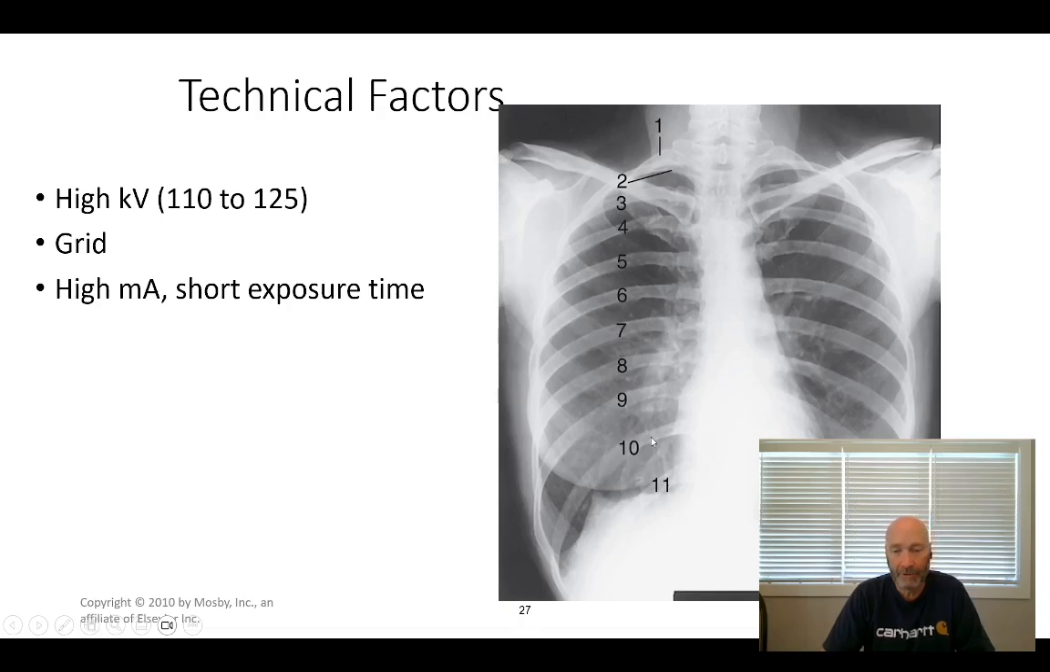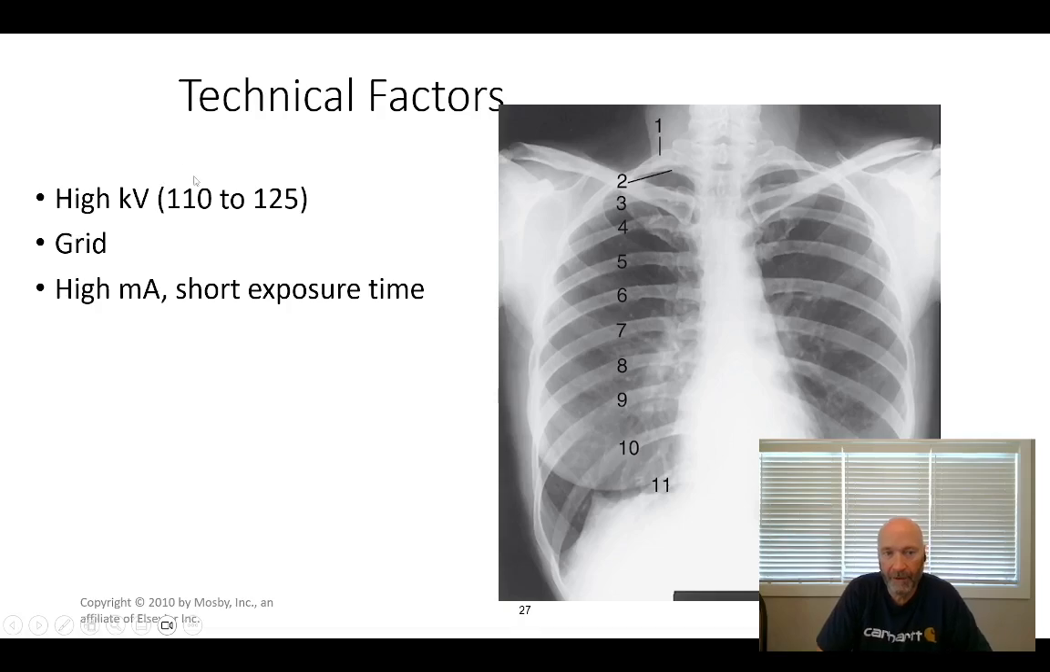If you have a hypersthenic patient, their lungs tend to be shorter, so you might not get 10 ribs. If you have a patient who just can't give you a good inspiratory effort for whatever reason, you might not get 10 ribs. For example, a patient with a big distended abdomen, full of gas or whatever, may have a hard time taking in a big deep breath. If you have a patient who just had heart surgery, they might have a hard time taking in a big deep breath. So our technical factors for our chest x-rays are going to be 110 to 125.